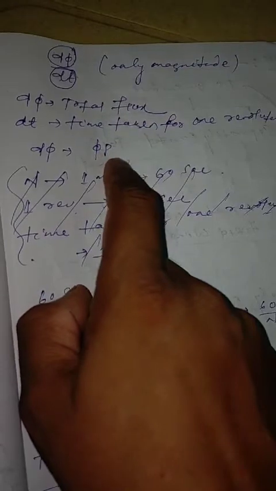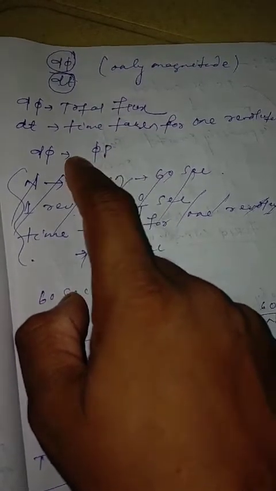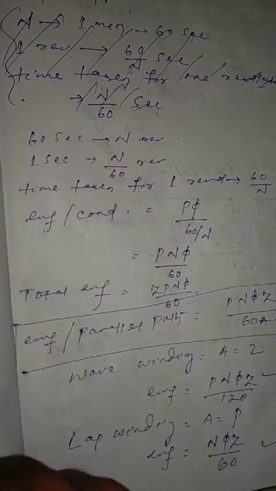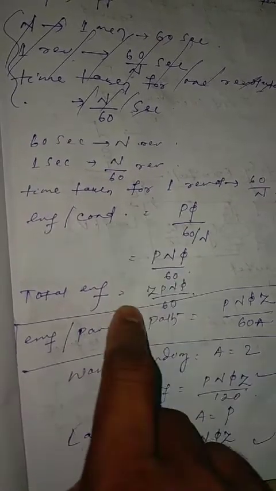Next, what is d phi? d phi will be equal to phi multiplied by P. Why? Because phi is the flux per pole and P is the total number of poles, so phi multiplied by P is given by d phi. Similarly, as all of you know, N is the revolutions per minute. That means in 60 seconds you have N revolutions. So in 1 second how many revolutions will there be? N divided by 60. So the time taken for one revolution is given by 60 divided by N.